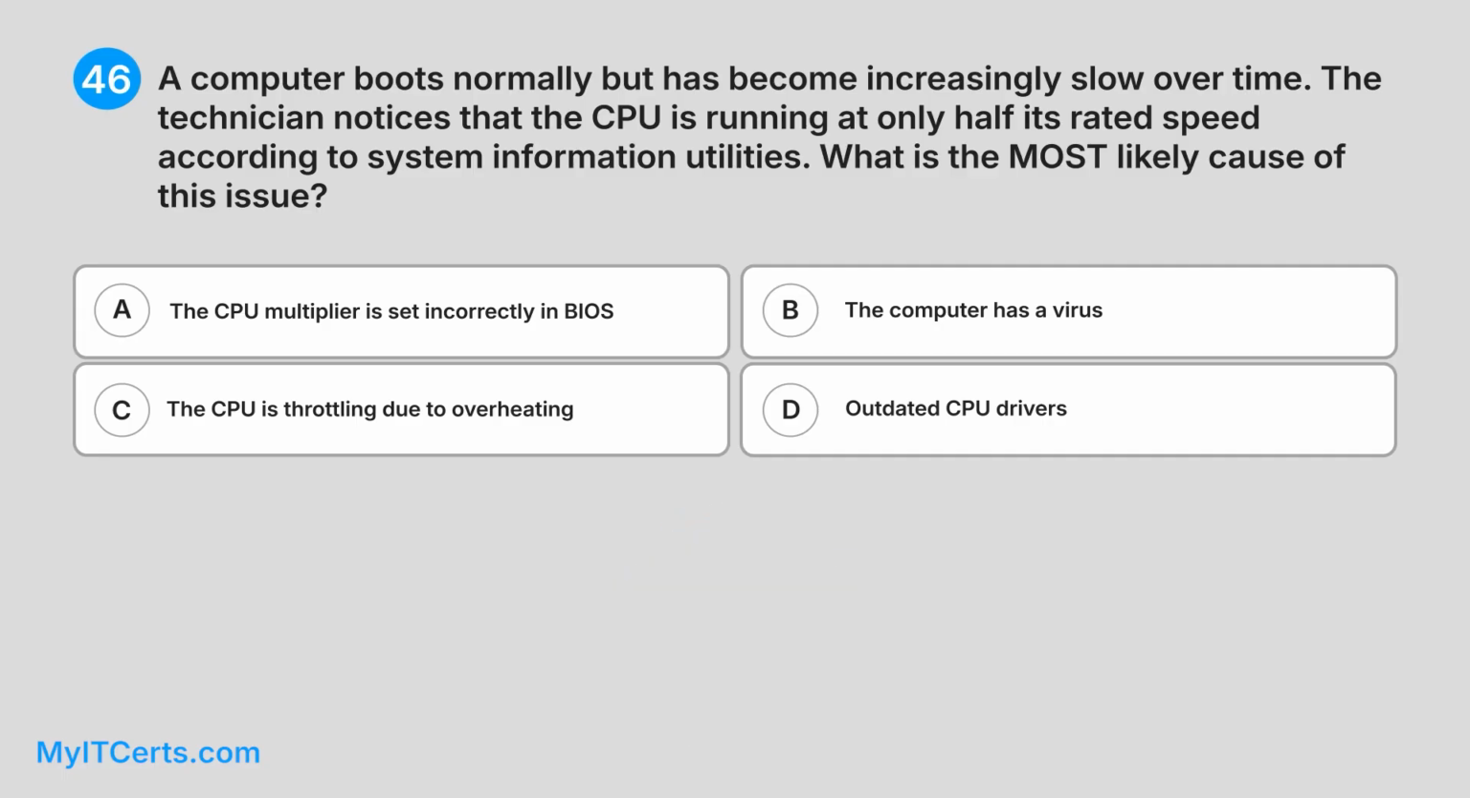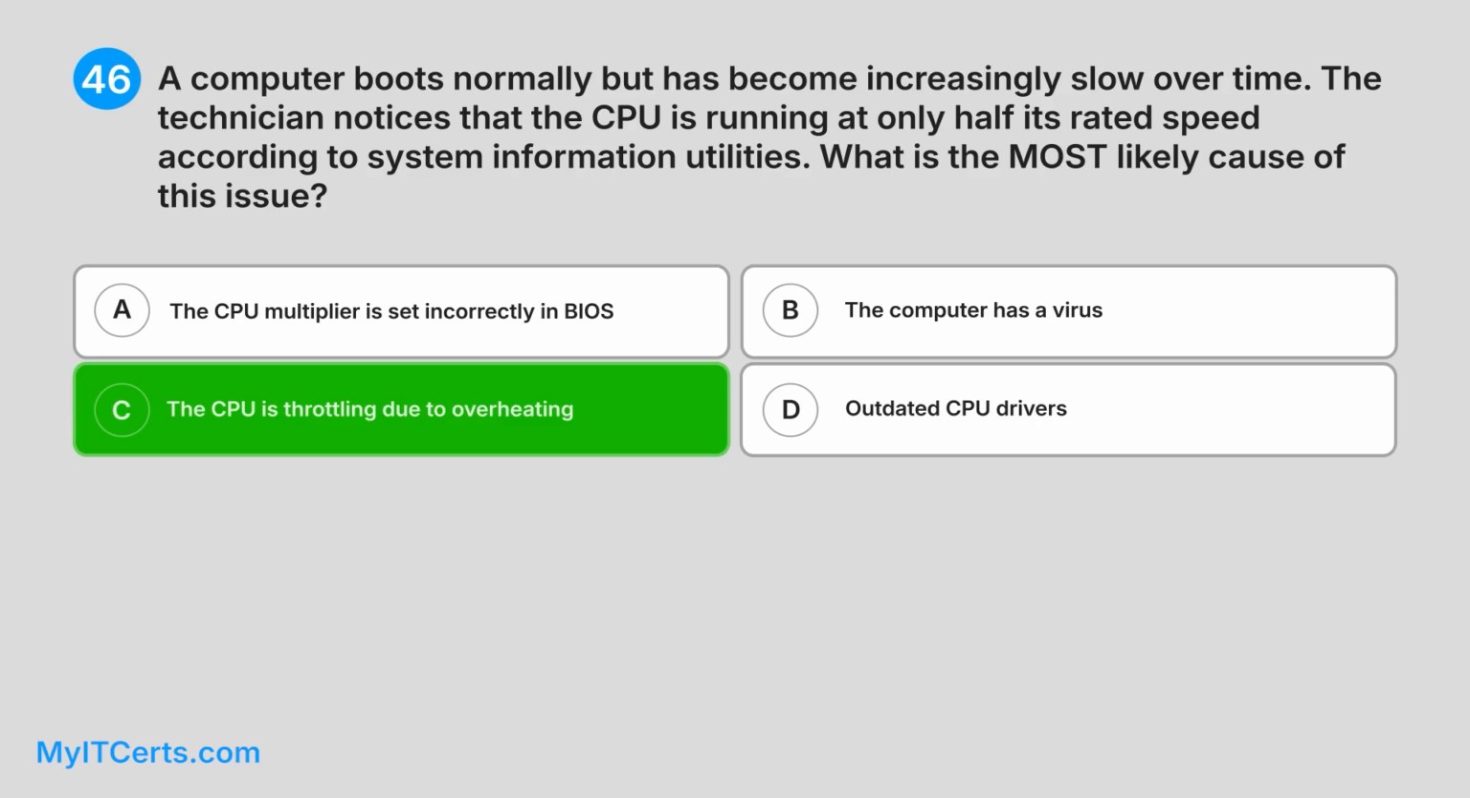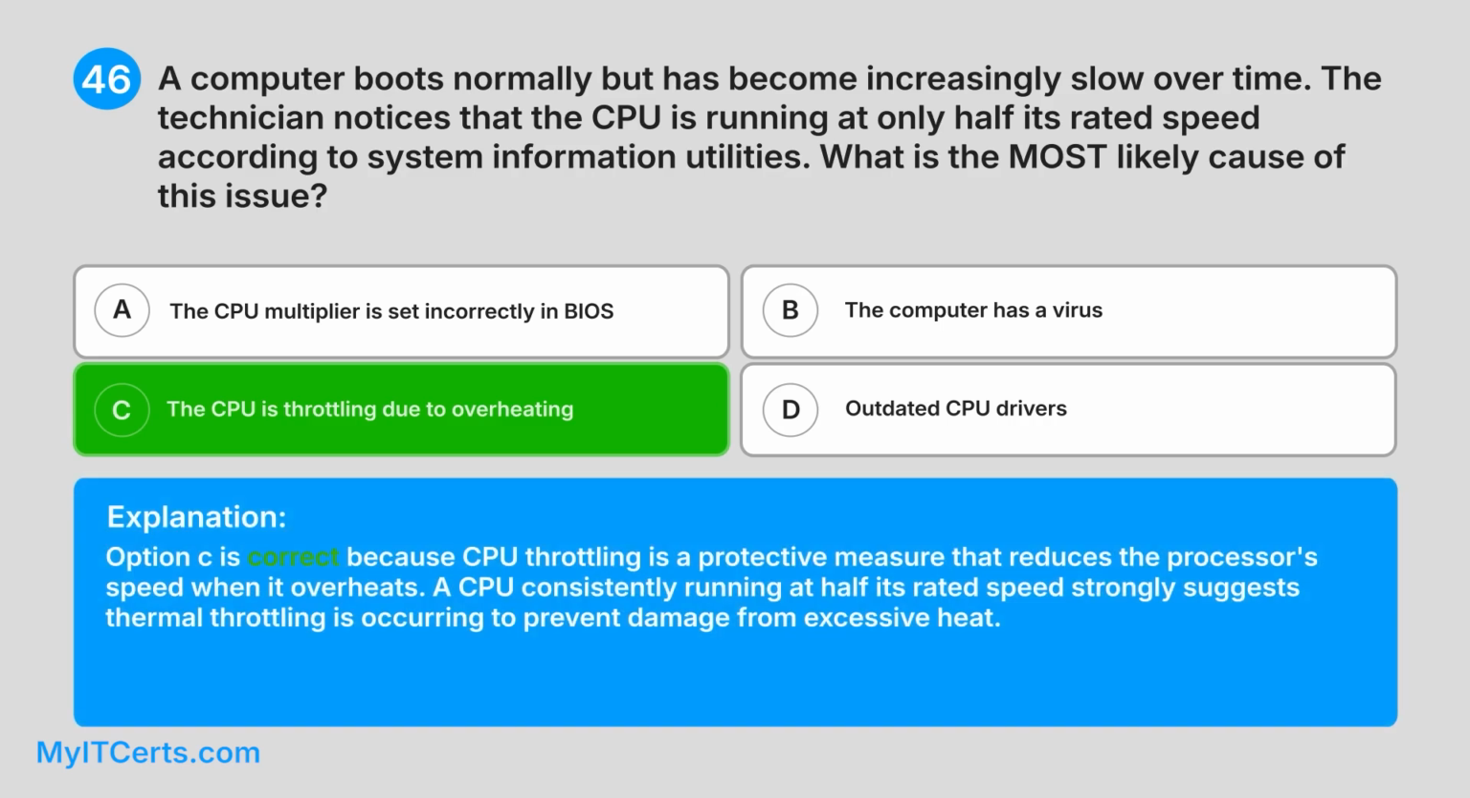Correct answer. C. The CPU is throttling due to overheating. Explanation. Option C is correct because CPU throttling is a protective measure that reduces the processor's speed when it overheats. A CPU consistently running at half its rated speed strongly suggests thermal throttling is occurring to prevent damage from excessive heat.